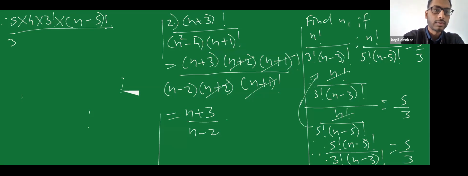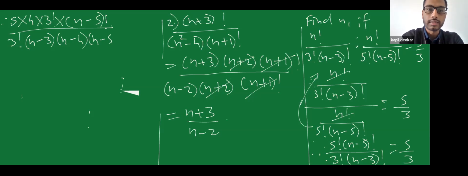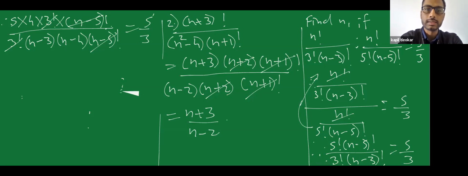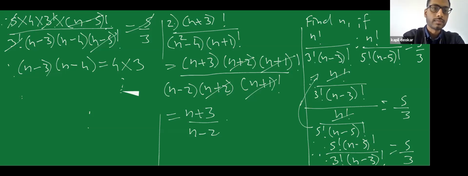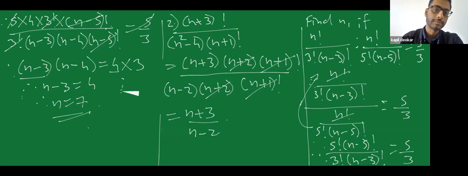Divided by 3 factorial into n minus 3. I'll subtract 1. I'll get n minus 4. I'll subtract 1 more. I'll get n minus 5. I'll reduce to n minus 5, so this cancels out. So this also cancels out over here. This is given as 5:3. 5 is cancelling on both sides. Therefore, I can say n minus 3 into n minus 4 is equal to 4 into 3. So compare these two. Therefore, I can say n minus 3 is equal to 4, which means n is equal to 7.